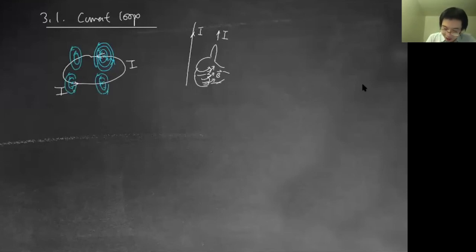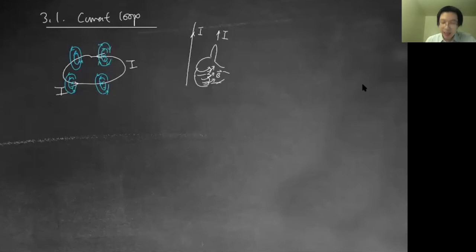It's a little bit hard to see, but hopefully you see that in the middle, inside the loop, the lines are all pointing up. This one's particularly misleading, so let me redraw that. Okay, so point your thumb around it. That should tell you the answer there.